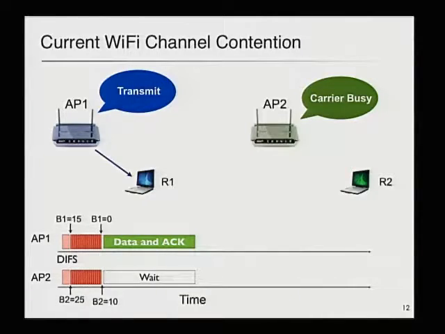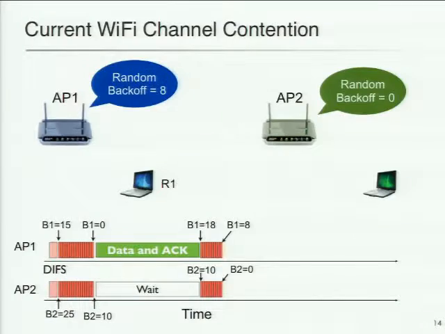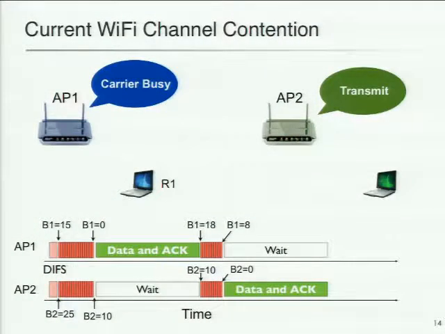Now let's say AP1 has finished its transmission. It has maybe more packets to send to its client, so it will select a new backoff value. Let's say that is 18. AP2, on the other hand, will start from the previously frozen backoff value of 10. And in this instance, since AP2 has a lower backoff value, it will hit 0 before AP1. It will win the channel, and go ahead and transmit its packet.